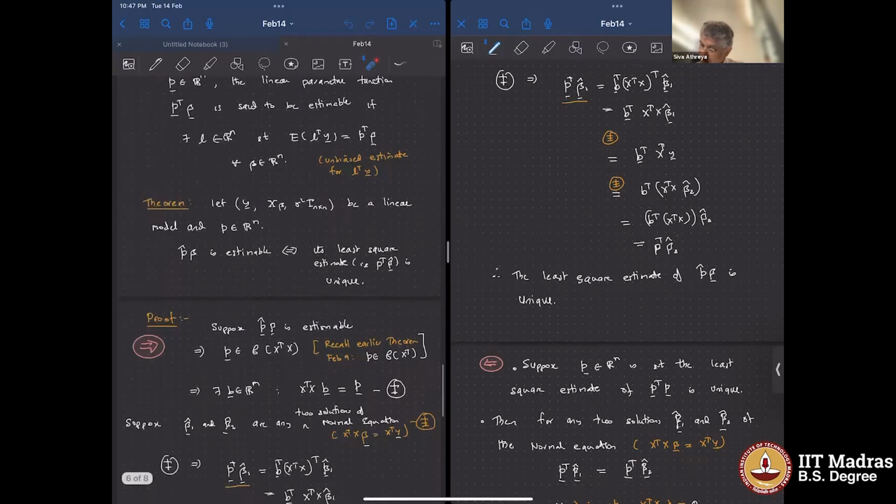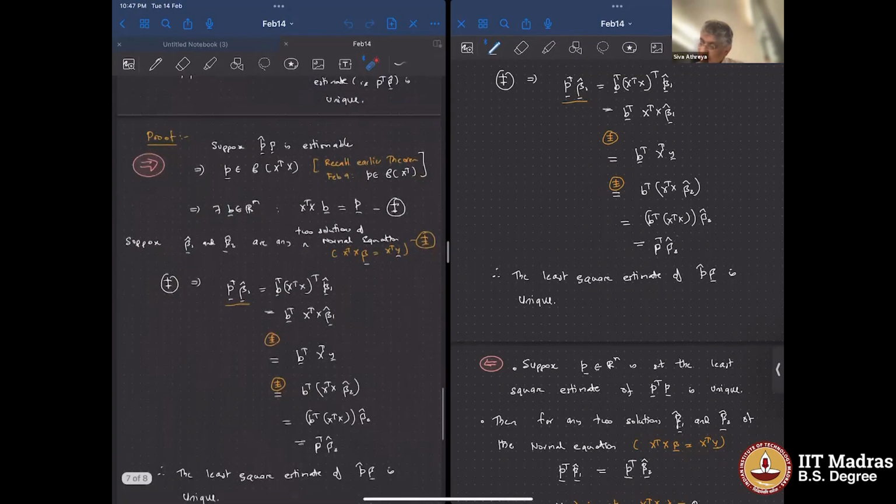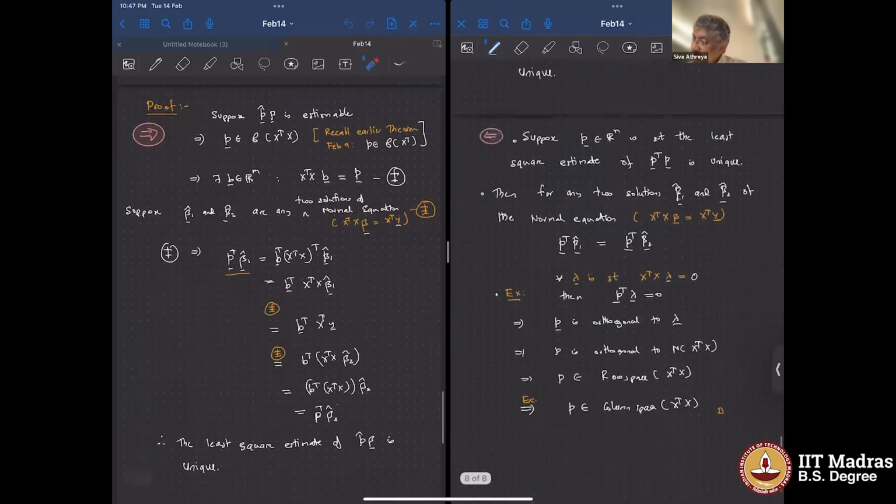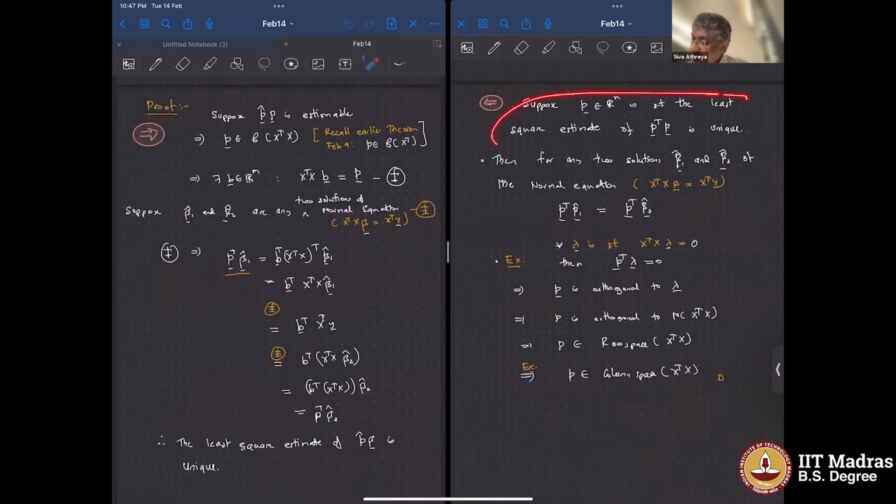So the reverse implication is nice as well. For the reverse implication, you start with the fact that the least square estimate of P transpose beta is unique. It means you take any two solutions, P transpose beta 1 hat is the same as P transpose beta 2 hat. But that just means P transpose times (beta 1 hat minus beta 2 hat) is 0. That just means that if you take any vector lambda in the null space of X transpose X, P transpose lambda has to be 0. Otherwise, if it's not true, then you can produce a least square estimate to get a different answer, right?